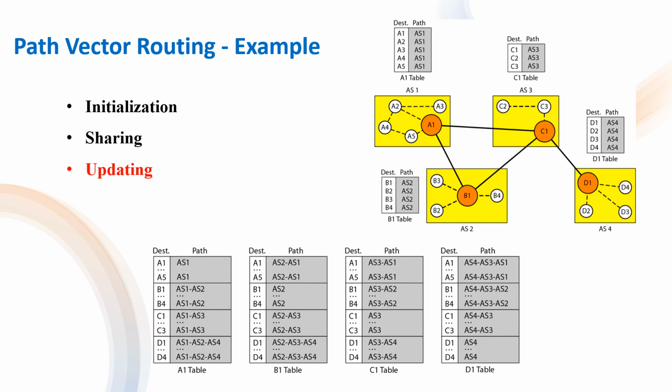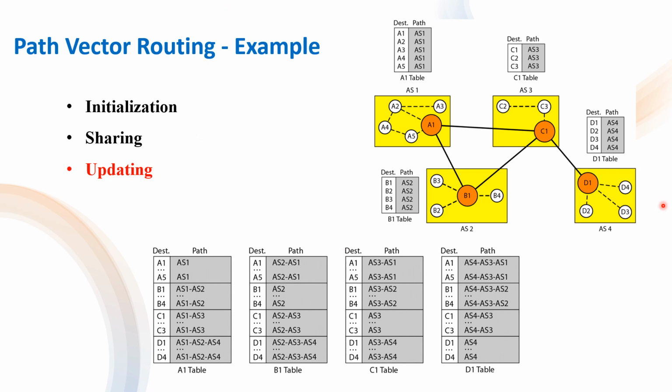When a speaker node receives a two-column table from a neighbor, it updates its own table by adding the nodes that are not in its routing table and adding its own autonomous system and the autonomous system that sent the table. After a while, each speaker has a table and knows how to reach nodes in other autonomous systems.